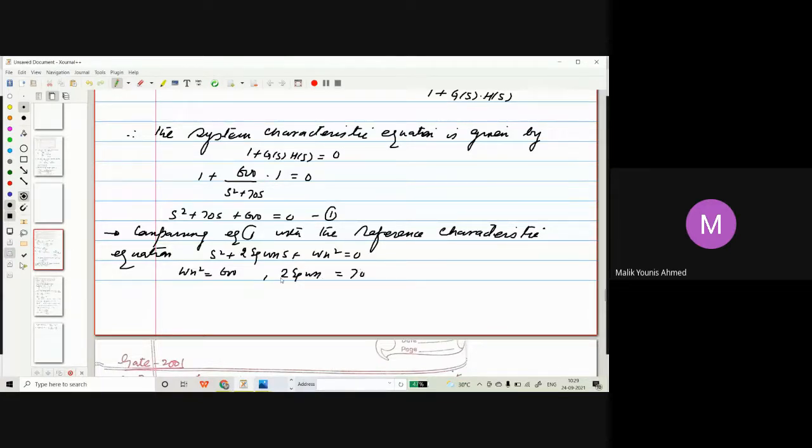So we can solve them. Omega n will be getting 24.5. Calculator use कीजिए please अपने radians per second, and xi will be getting 1.4. That's an overdamped system.